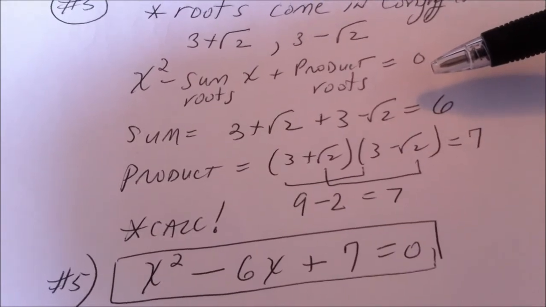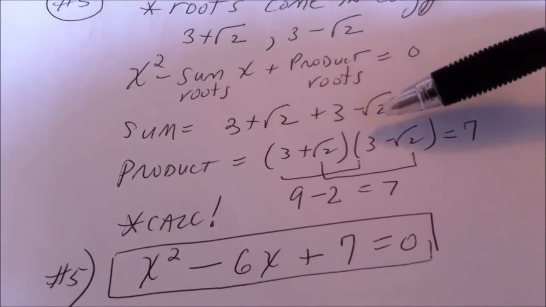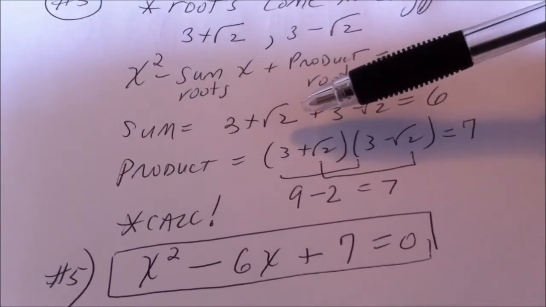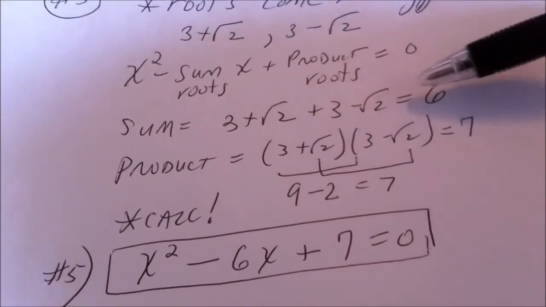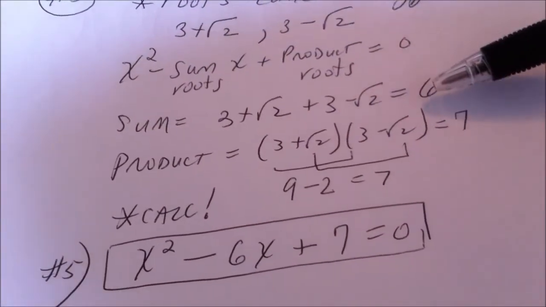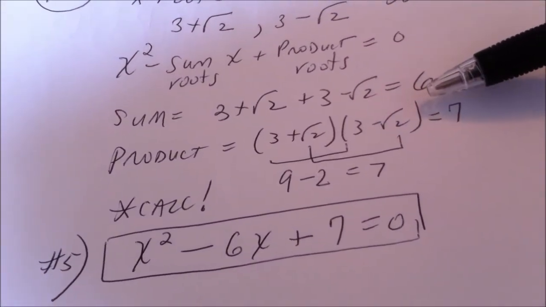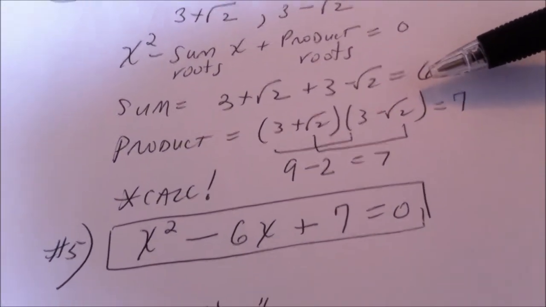So the sum you do get just by adding these together. So 3 plus radical 2 plus 3 minus radical 2, the radical 2's cancel and you get a positive 6. By the way, if you type this into the calculator, you're going to get it. So getting this wrong is really a shame. If you feel insecure about it, double check it with the calculator.